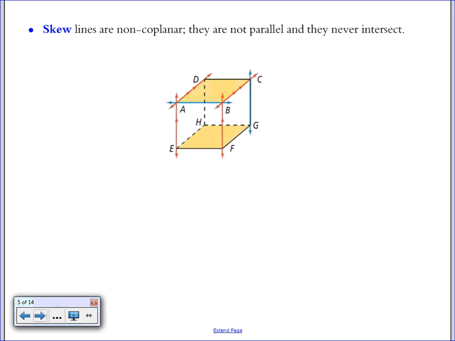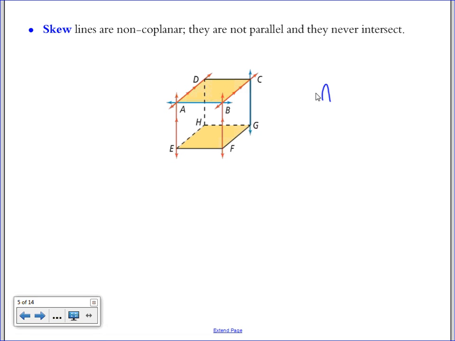The third option is that two lines could be skew. Skew lines are not on the same plane. They're not parallel. They never intersect. So they're not on the same plane. They sort of pass each other in space. But one of them never touches or crosses the other one. So for example, this is easier to see with an example.